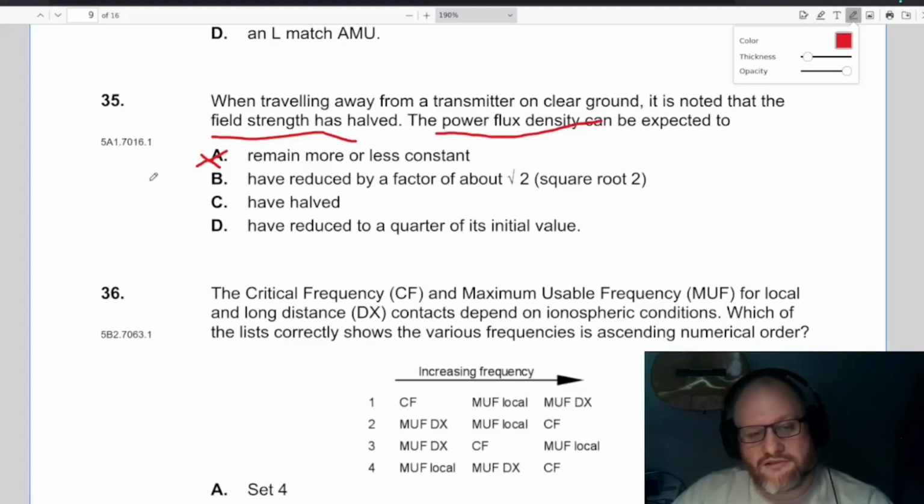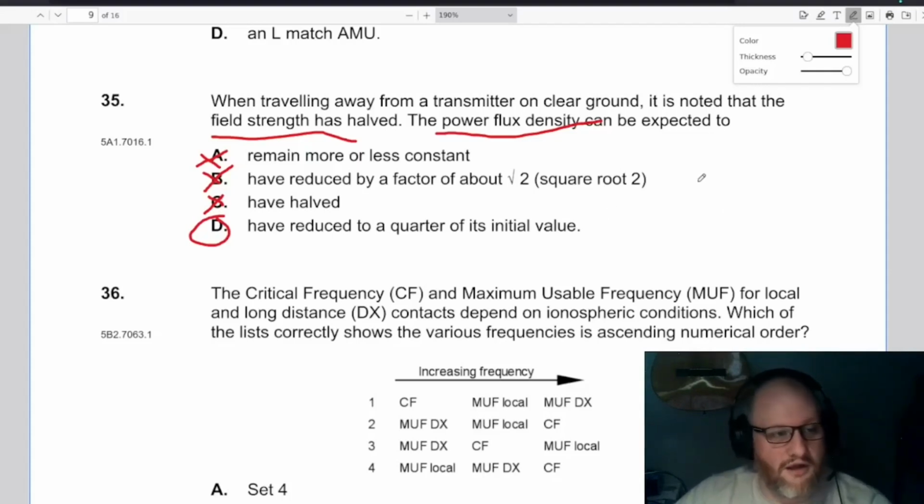Is it going to reduce by a factor of about √2? Well, no, we've just discussed it reduces by a factor of 4. Divide the side of the square by 2, divide the area by 4. Similarly, have halved, also no, because it's not the same as the field strength. It is a way of measuring the intensity of the power over a square meter area, and we're left with have reduced to a quarter of its initial value. Well, as we discussed, we halve the field strength, or we halve the length of the side of the square. We're going to divide the area of the square by 4, and in turn divide the power flux density by 4. Let's skip down to the answers, see if we've got that right.